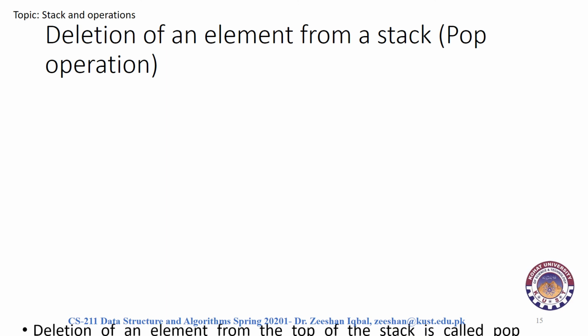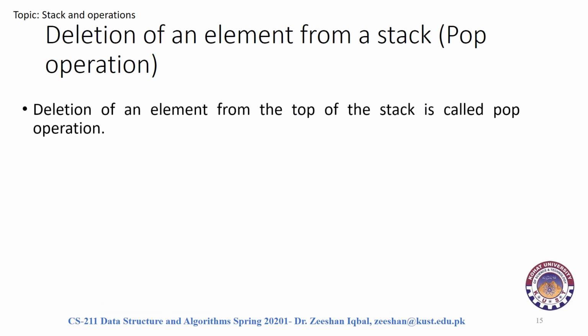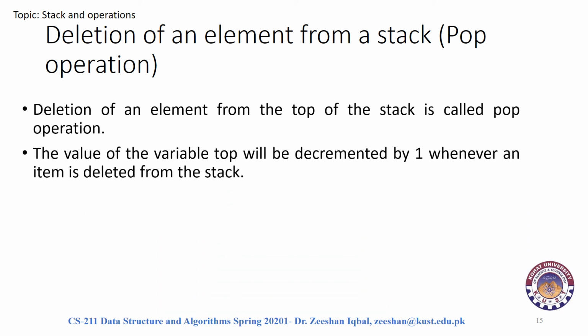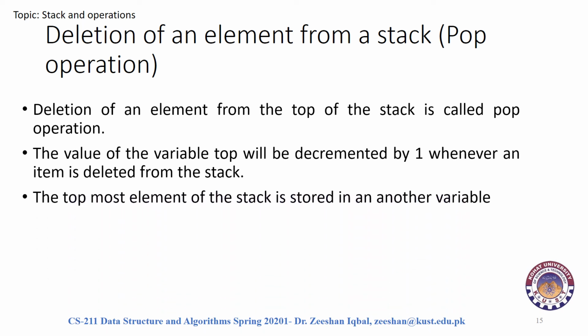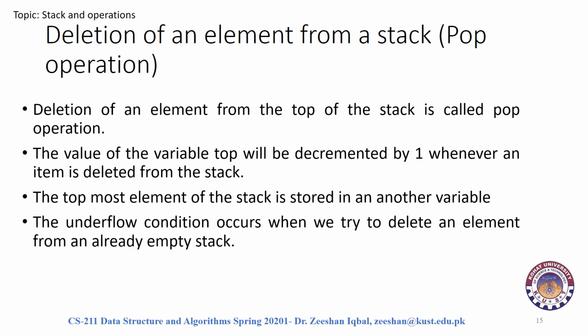Deletion of an element from the top of the stack is called the pop operation. The value of the variable top will be decremented by 1 whenever an item is deleted from the stack. The topmost element of the stack is stored in another variable, and then top is decremented by 1. The operation returns the deleted value that was stored in another variable as the result. The underflow condition occurs when we try to delete an element from an already empty stack.